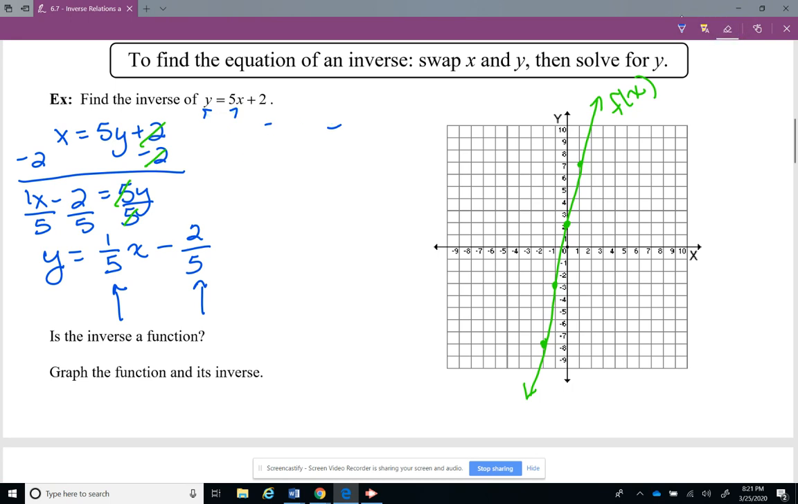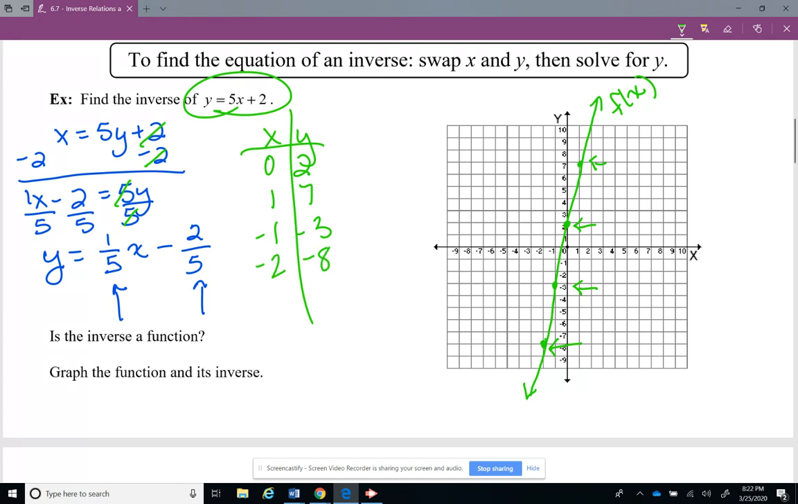So let me erase this part so I have room. We're going to go back to the original problem. I'm going to make this in green so you know I'm doing the original problem, this one. We're going to see what some points were. So this first point right here was 0, 2. This next point up here was 1, 7. This point down here was -1, -3. This point down here was -2, -8. All right, so I'm going to erase all those little arrows.